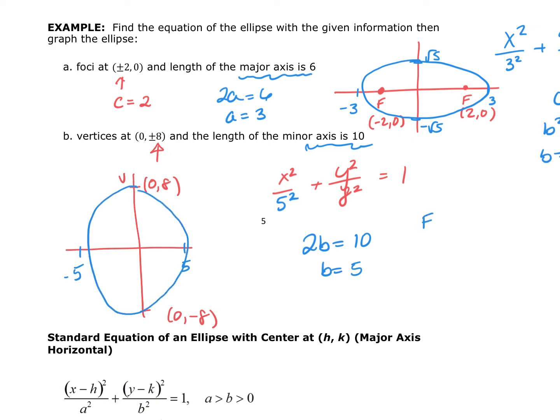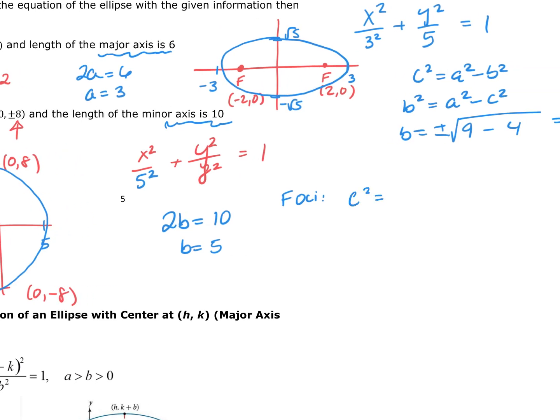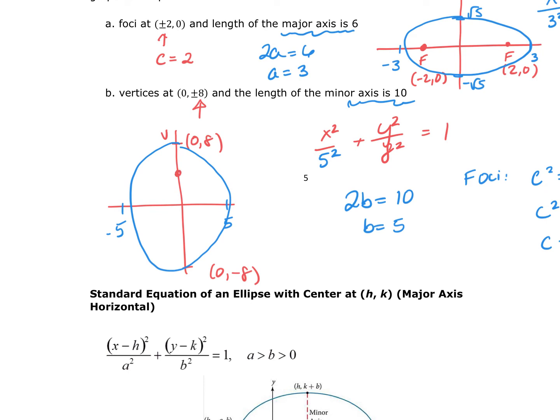To find my foci, remember that my c squared is going to be equal to 8 squared minus 5 squared, which gives me c squared is equal to 39. So my c is plus and minus the square root of 39. So then my foci would be located right here at 0, comma square root of 39, obviously not drawn to scale, and 0, comma negative square root of 39. And then I have found my graph, I found my foci, and I found my equation in standard form.